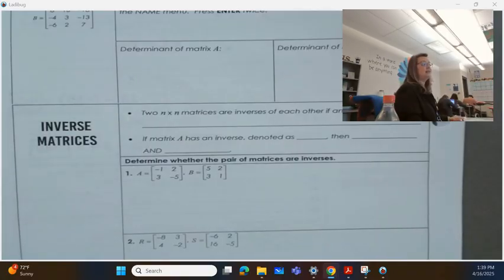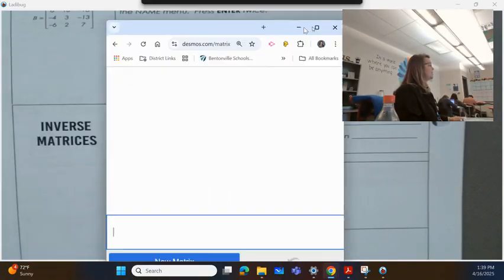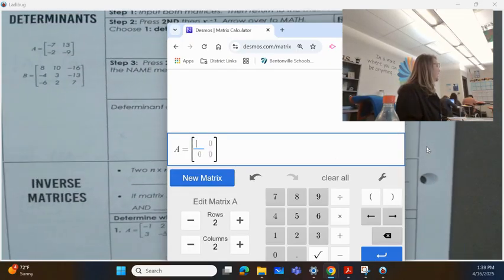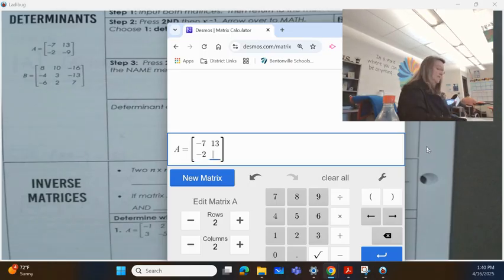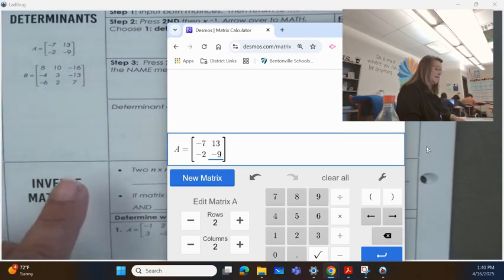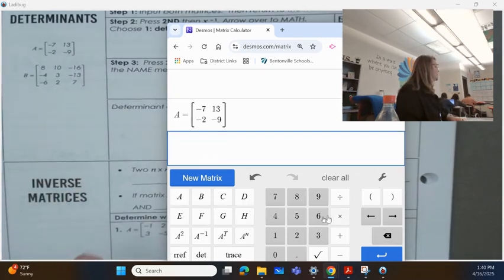If we're going to do it in Desmos, let me just pull this Desmos screen over here, enter in a matrix, and I'm just going to enter in matrix A. I won't do both of them here. Desmos, in my opinion, is pretty easy to figure out what we're doing. I just want to make sure you see the button that you're supposed to push. So, all right, so -7, -2, 13, and -9. And then see down here at the bottom where it says DET, that's determinant of A. And there's the 89. Okay?